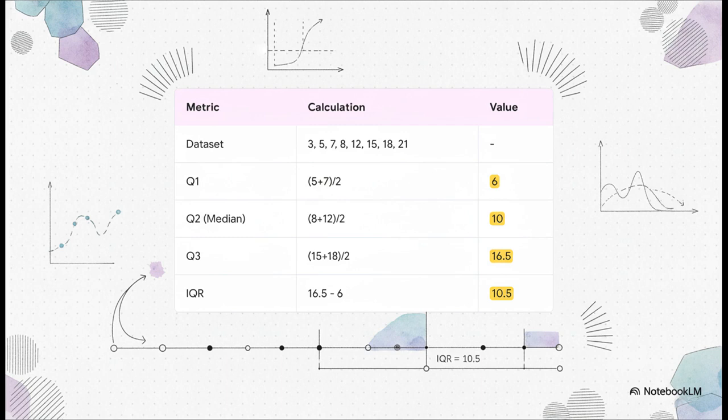For this data set, which is already nicely in order for us, the median, that's Q2, is 10. To find Q1, we just find the median of the lower half of the data, which is 6. For Q3, we find the median of the upper half, which is 16.5. Now we just subtract Q1 from Q3 and we get our IQR of 10.5.